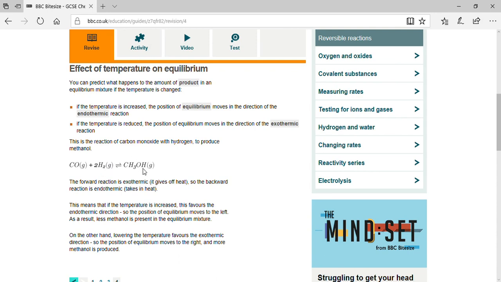On the other hand, in the backward reaction, methanol decomposes when you heat it. If you heat it, the particles move a little farther away from each other, right? That will only happen when it absorbs energy, so that's why it is an endothermic reaction.